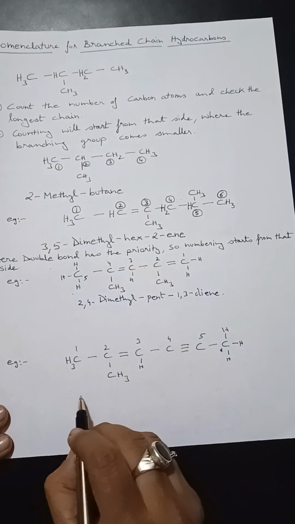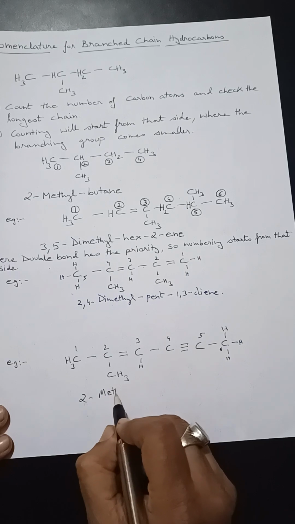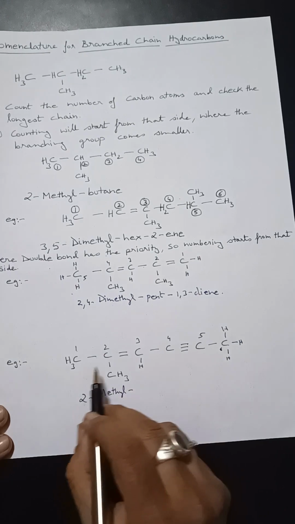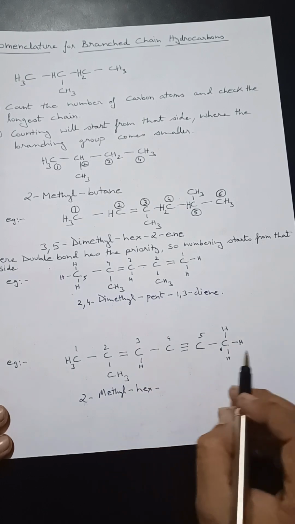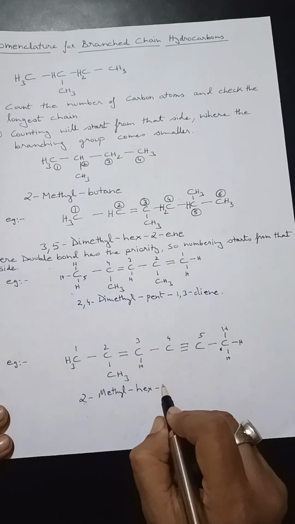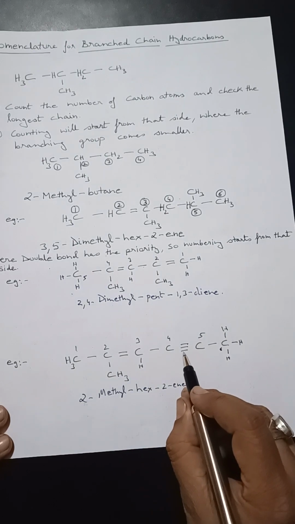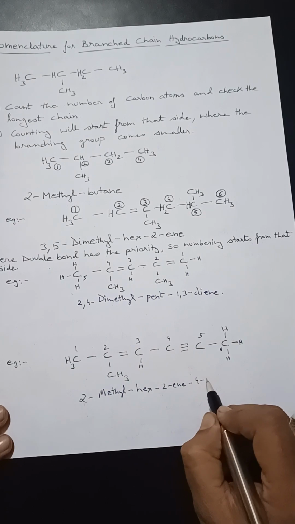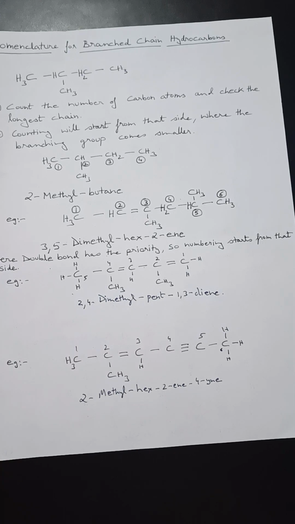Okay, so the name becomes 2-methyl. Straight carbon chain is having 6 carbon, hex. Double bond is coming between 2 and 3, so it becomes hex 2-ene, and triple bond is coming between 4 and 5, so it becomes 4-yne. So this is the nomenclature for this example.